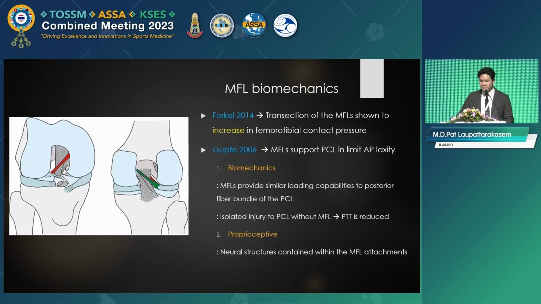For the meniscofemoral ligament biomechanics, focal studies show that transection of the meniscofemoral ligament will increase femorotibial contact pressure. The Gupta study also showed that the meniscofemoral ligament supports the PCL in limiting AP laxity by providing similar load capability to the posterior fiber bundle of the PCL. Isolating injury to the PCL without injury to the meniscofemoral ligament, the posterior tibial translation is reduced.